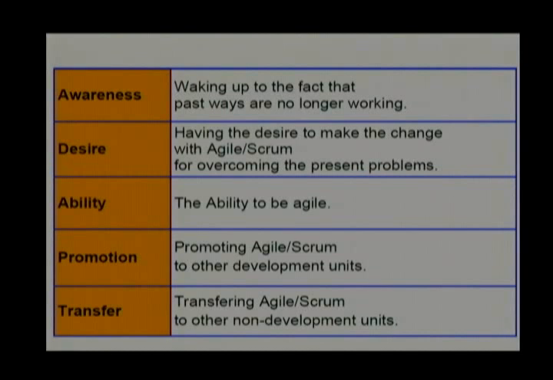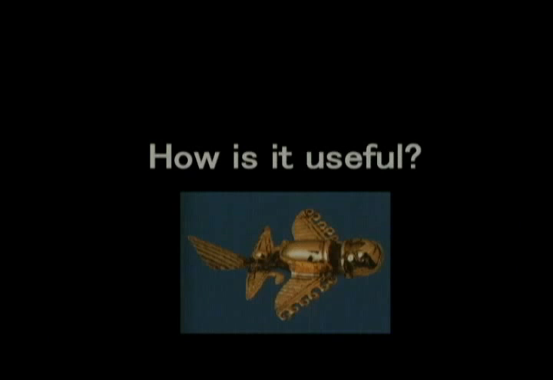Awareness is waking up to the fact that past ways are no longer working. And desire is having the desire to make the change with Agile and or Scrum for overcoming the present problems. And ability is the ability to be Agile. And promotion is promoting Agile and or Scrum to other development units. And finally, transfer is transferring Agile and or Scrum to other non-development units. It's very difficult.